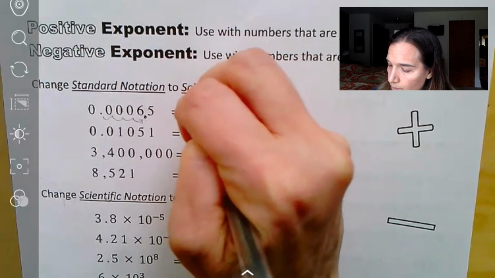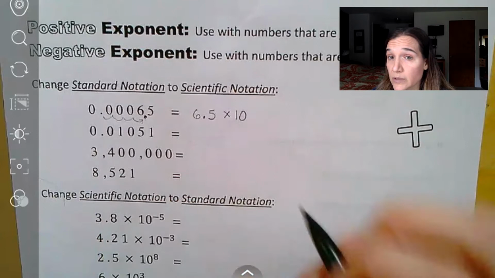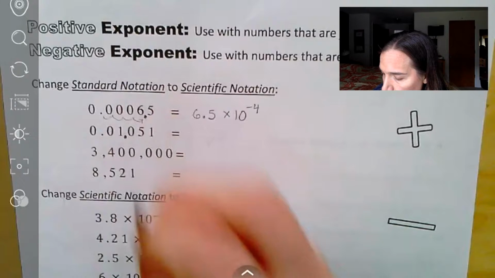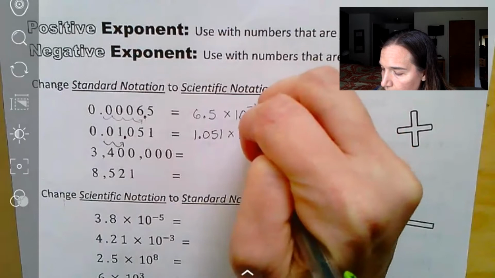So in scientific notation, it'd be 6.5 times 10 to the, we moved the decimal point 4 places, we moved it back 4 places, remember it's a very small number, to the negative 4th power. On this one, I want to move the decimal point behind the very first standard number that's not 0. I want to move it right here. So I'd have to move it back 1, 2 places, in which case this would be 1.051 times 10 to the negative 2nd power.